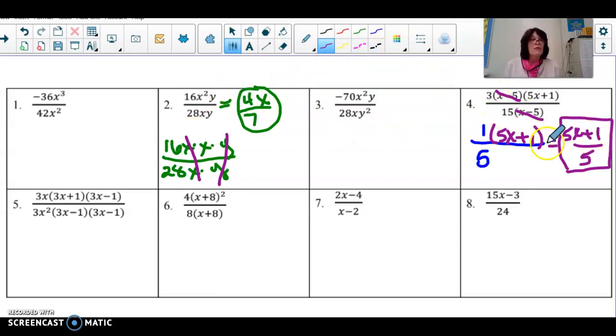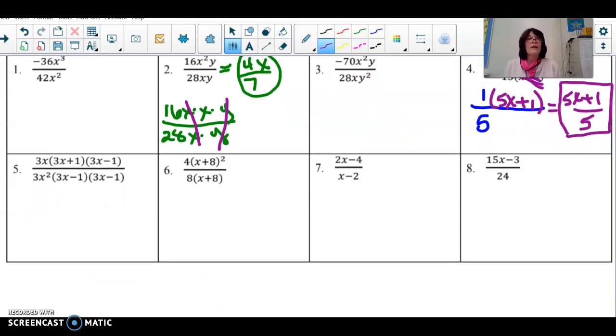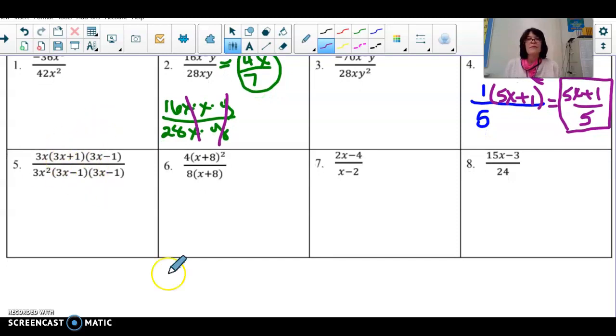The only time we can cross cancel or simplify is if all the terms are connected by multiplication. This was 3 times x minus 5 times 5x plus 1. The whole x minus 5 canceled with the whole x minus 5. 3 divided by 15 was 1/5, but there's nothing for the 5x plus 1. I cannot cancel these 5's. You go back and do the other two whenever you're ready. Number 5, I would like you to do that.